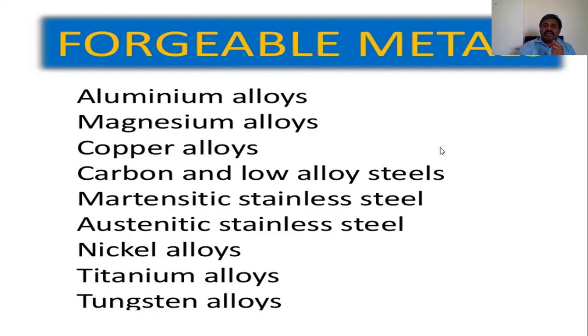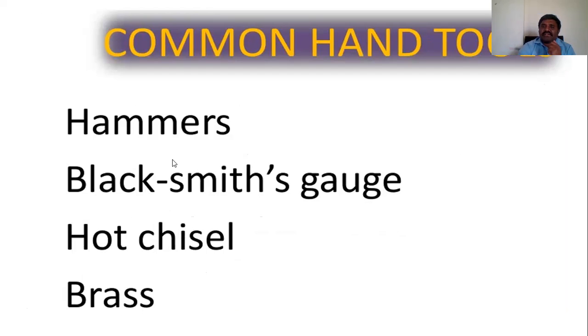The forgeable metals include aluminum alloy, magnesium alloy, copper alloy, carbon and low alloy steel, martensitic stainless steel, austenitic stainless steel, nickel alloy, titanium, and tungsten alloys. The common hand tools we use are the hammer, blacksmith's gauge, hot chisel, and brass.